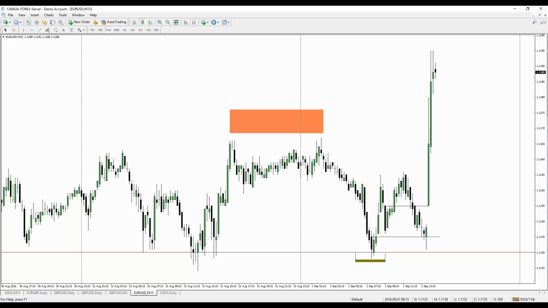Now looking at the euro, look at the market profile that we have here. We have consolidation. Market comes down, finds its low in London, rallies away, and then finds some resistance at the Asian range low. Comes back down, makes one more run into the order block, and then waits for the news.